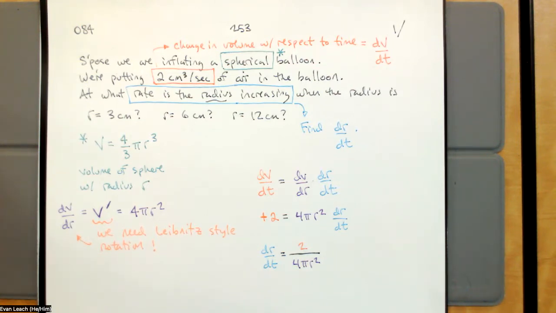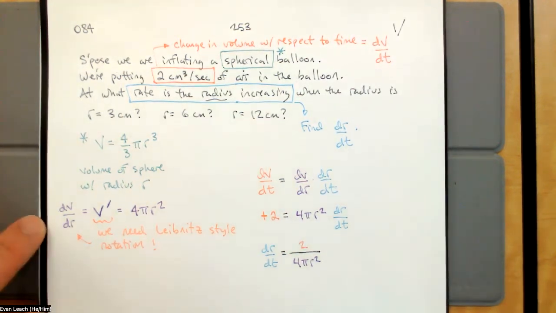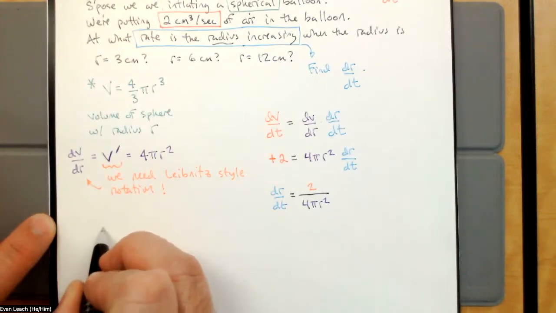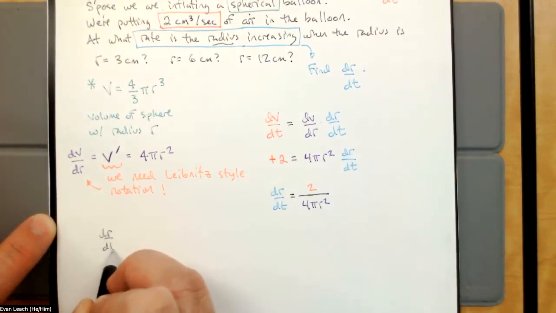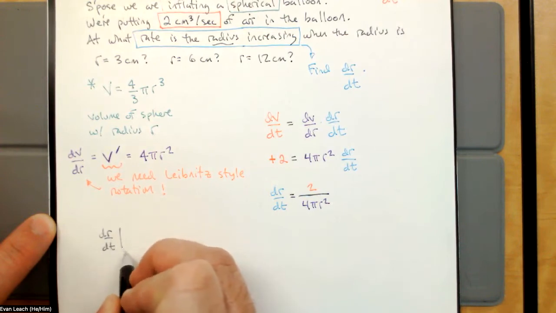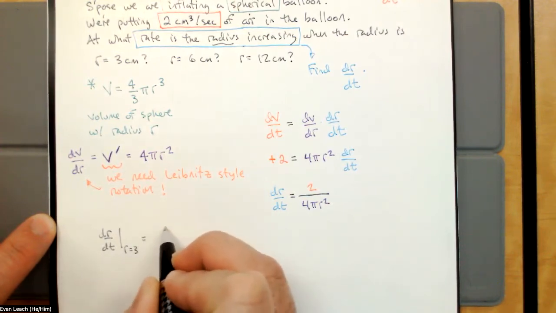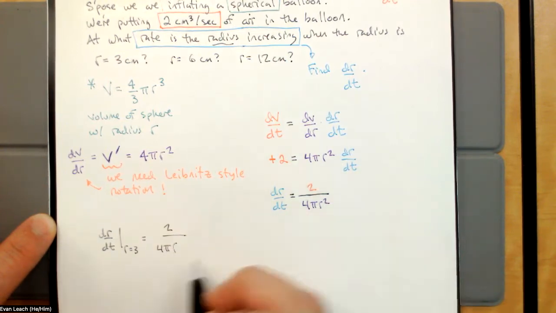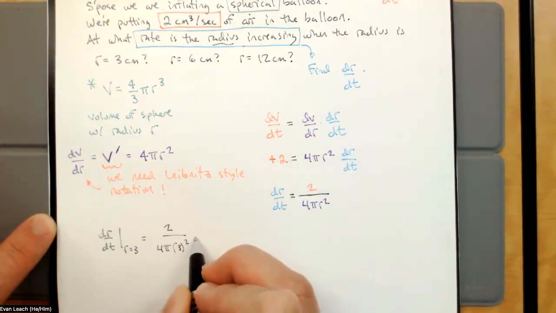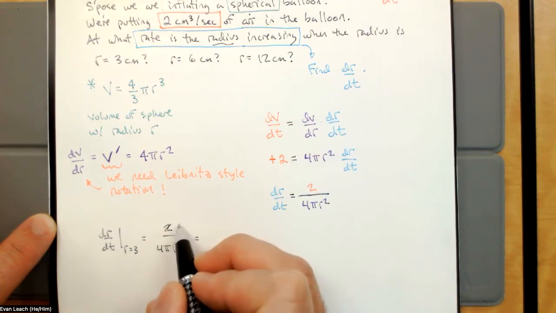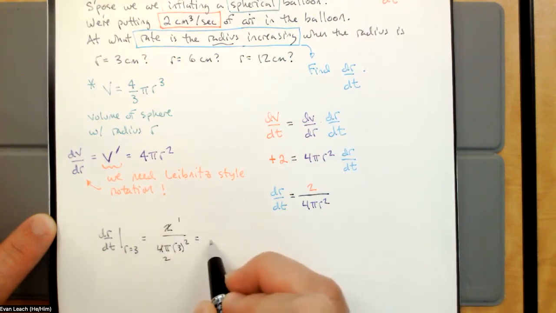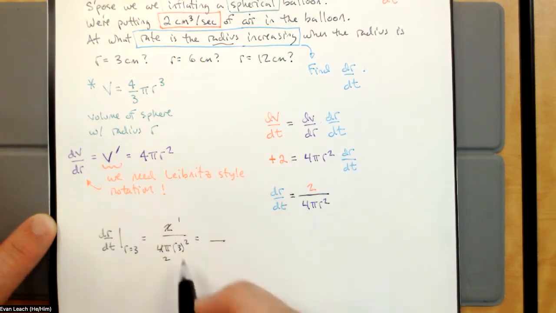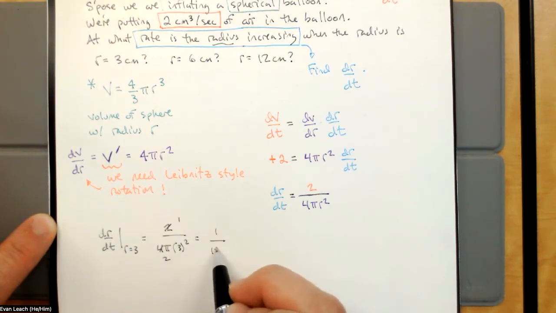Now we just got to plug in our different values of r. So when r is equal to 3 centimeters, four pi times 3 squared. So I guess I should have dropped out a 2. What's that going to be? 1 over 18 pi?